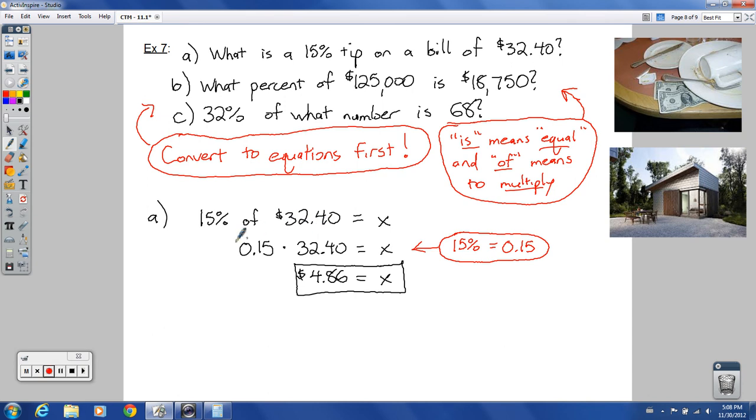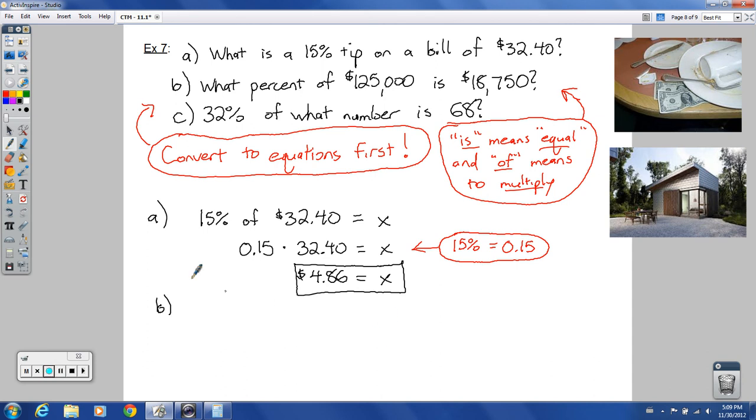So 15%, a little bit trickier. If you did 20%, move it over, and then 3.24 multiplied by 2, you'd have $6.48 as a tip instead if you did 20%. So it kind of depends how generous you're feeling, maybe how good of a job the waiter or waitress did. But that's what we would have for something like that. And so part B now, let's say what percent of 125,000 is this?